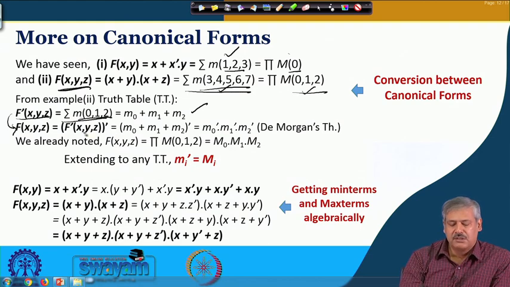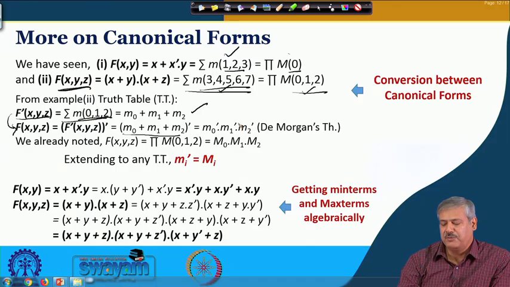If you take the complement of f'(x,y,z), that is, double inversion is the same as the function itself. So, that is the complement of m0 + m1 + m2. Okay. So, by De Morgan's theorem, this is m0' ANDed with m1' ANDed with m2'. And we have already noted for the Maxterm-based representation of the same function f(x,y,z) that this is capital M0, capital M1, capital M2.